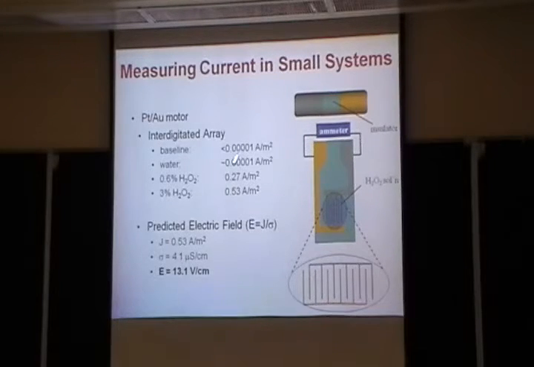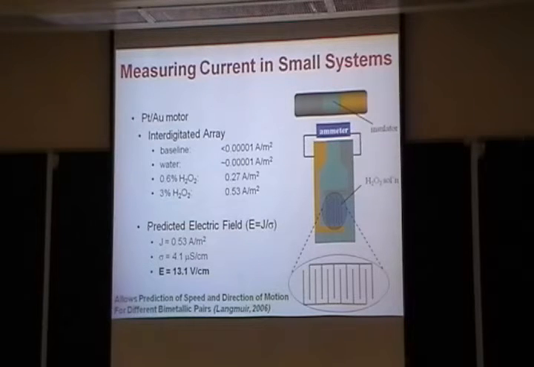And you do. So this is baseline water. This is 0.5% hydrogen peroxide, 3% hydrogen peroxide. So you do see a current. You can sort of calculate the electric field, about 13 volts per centimeter. Okay? So these are not small electric fields being generated by these redox reactions. It's substantial. And this will, of course, vary with which metals you choose, et cetera, et cetera.